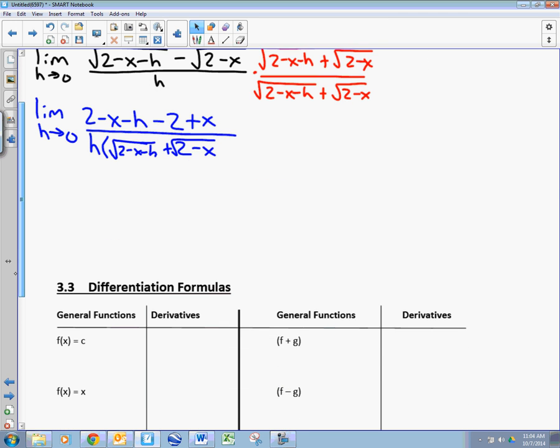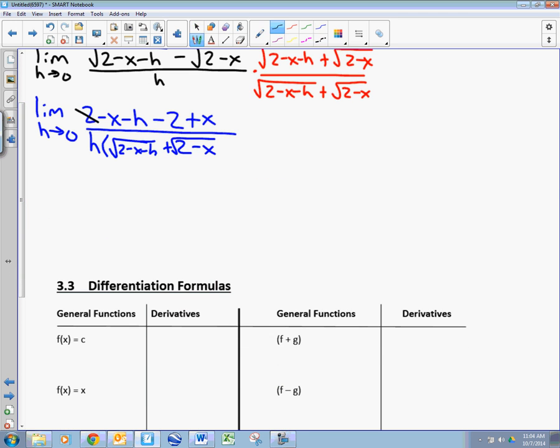All right, what happens? 2's canceled, very good. You get a negative h on top, which divides to give you a negative 1 on top. You now plug in the 0. So you get f prime of x is equal to negative 1 on top. You got square root of 2 minus x plus square root of 2 minus x, which is 2 square roots of 2 minus x. Well, if you plug in 0 for the h, you get square root of 2 minus x, right? And if you add that to square root of 2 minus x, that's 2 square roots of 2 minus x.